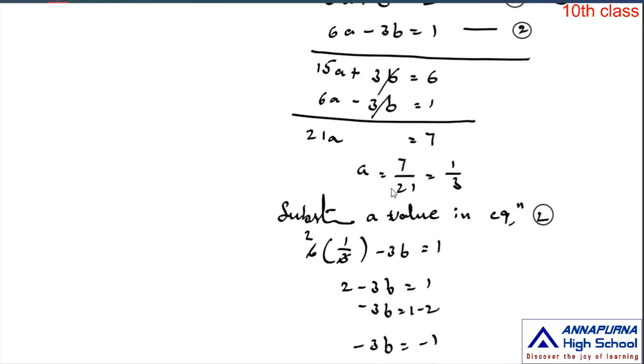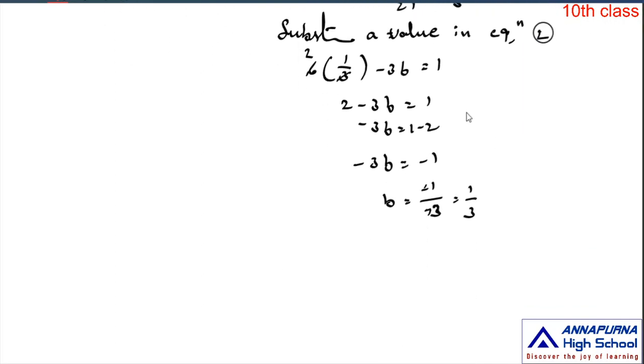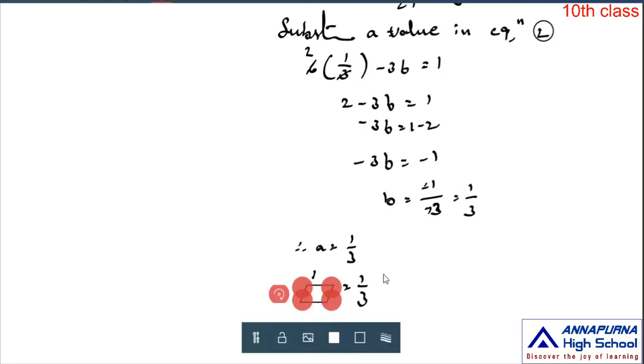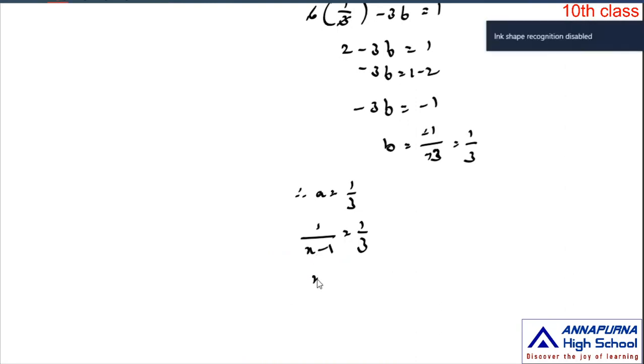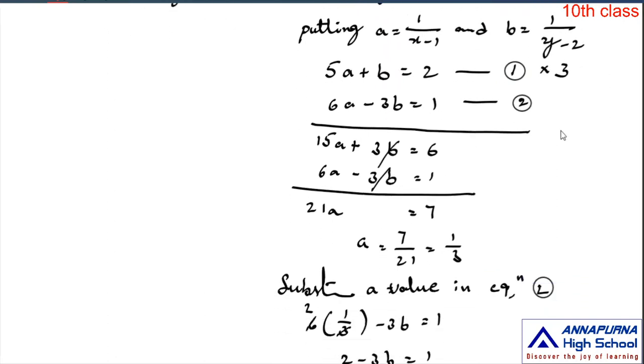But a is equal to 1 by x minus 1, so 1 by x minus 1 is equal to 1 by 3. Taking the reciprocal on both sides, x minus 1 is equal to 3, so x is equal to 3 plus 1, x is equal to 4. And b is equal to 1 by 3, but b is equal to 1 by y minus 2.